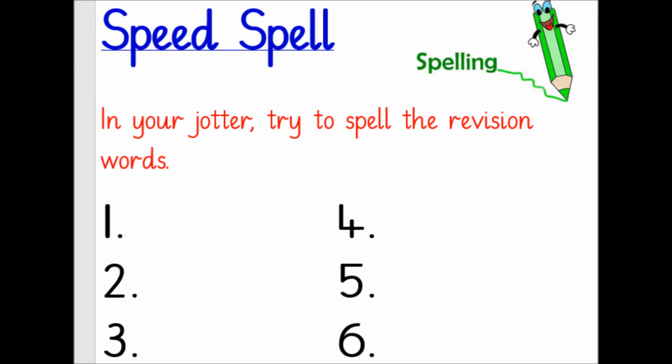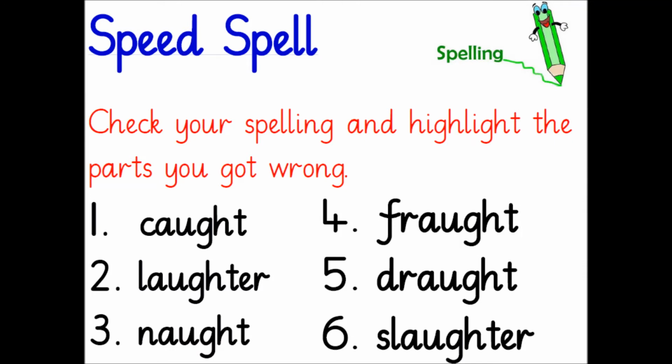Number three, nought. I caught nought when I went fishing. Nought. Number four, fraught. The whole house was fraught with danger. Fraught. Number five, draft. I could feel the draft because the window was open. Draft. And number six, slaughter. There was a dreadful slaughter in the war. Okay, so check your answers. You can let me know how you got on.